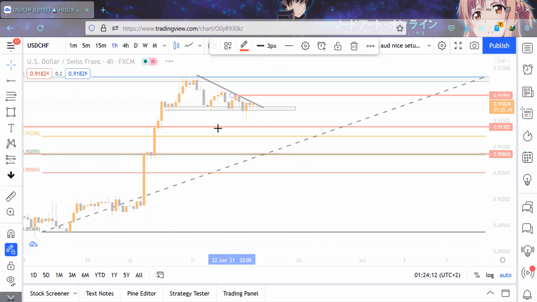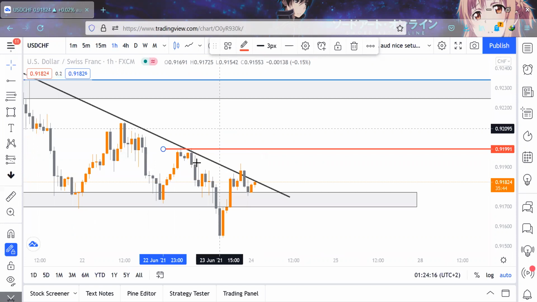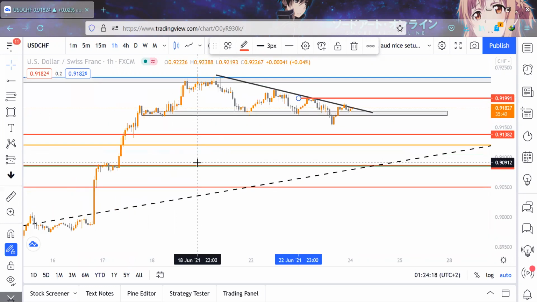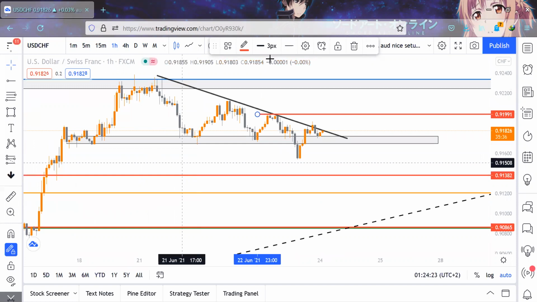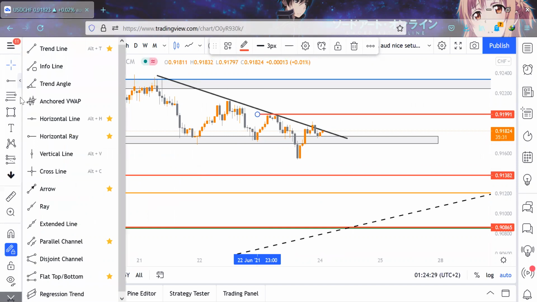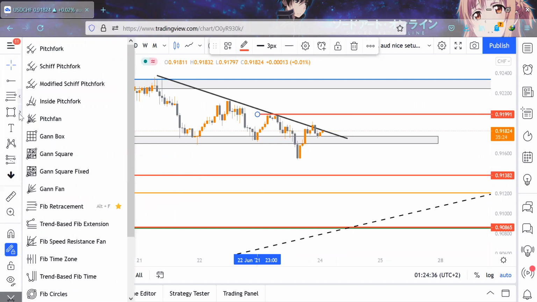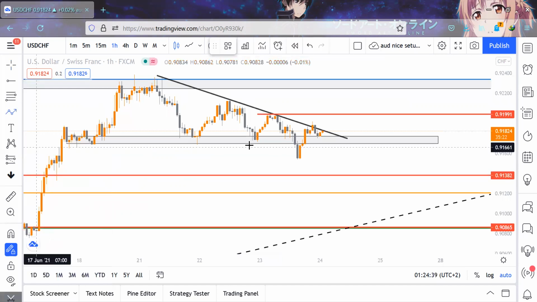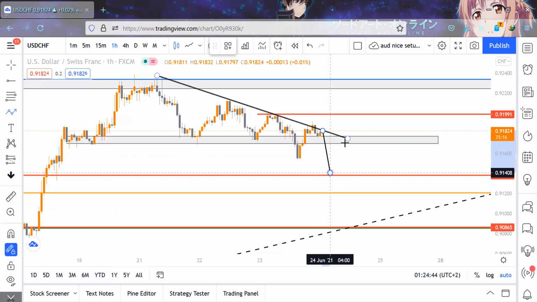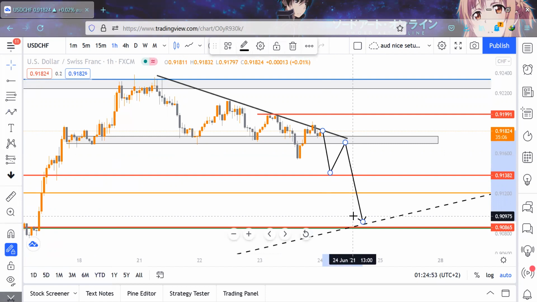Now we have gotten the falling triangle here, right? And what we want to see for us to enter this market is for the market to push to the downside, come back for a retest, and push to the downside. That is what we are looking for on the USD CHF, right? That is the US dollar Swiss franc.